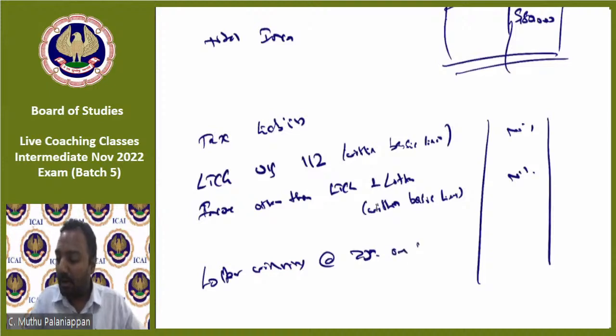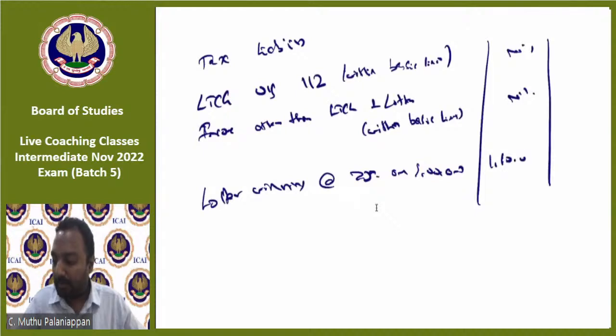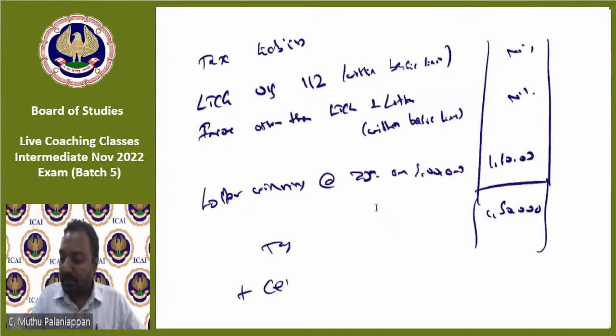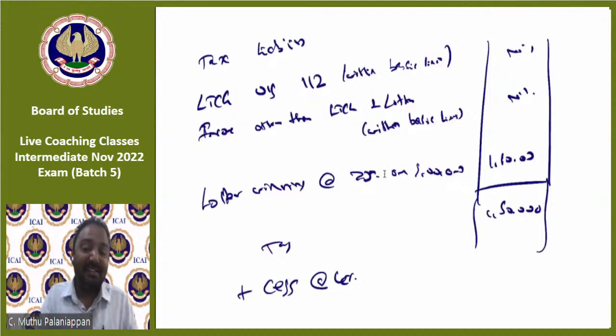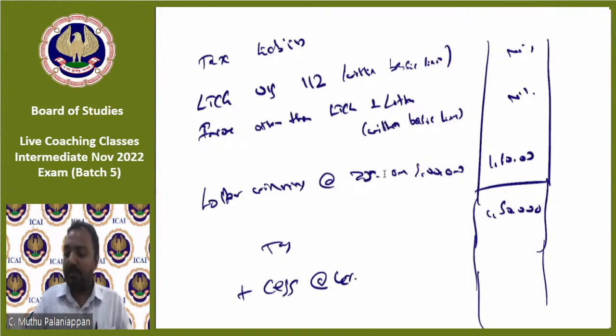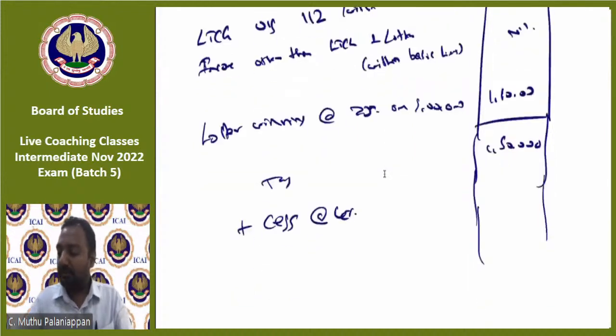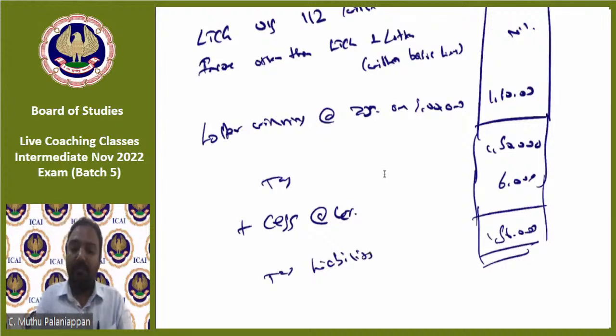So 30% on 5 lakhs. So it will be how much? 1.5 lakhs. So tax is 1.5 lakhs plus cess at 4%. When you write cess, you'll have to very clearly write it as health and education cess. So 4% on 1,50,000 is 6,000, right? So your tax liability will be 1,56,000.